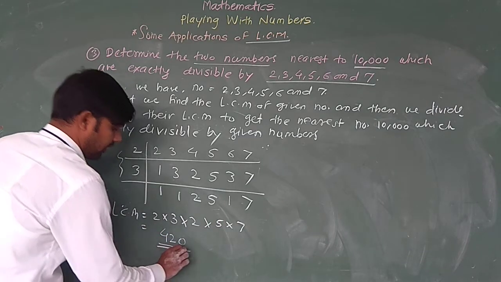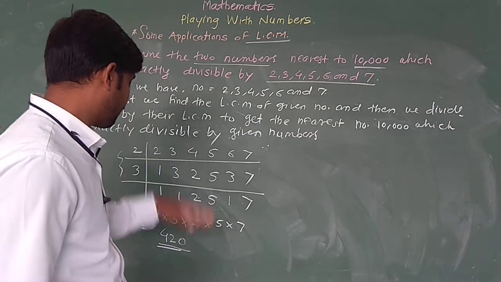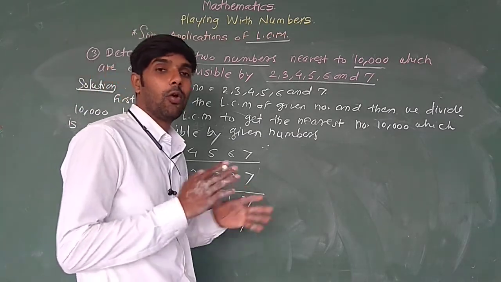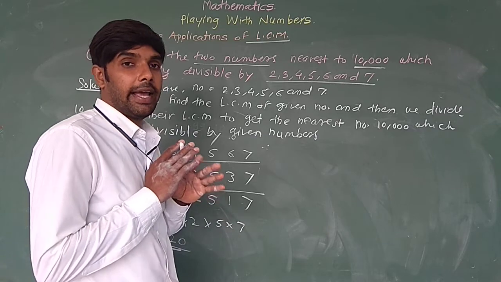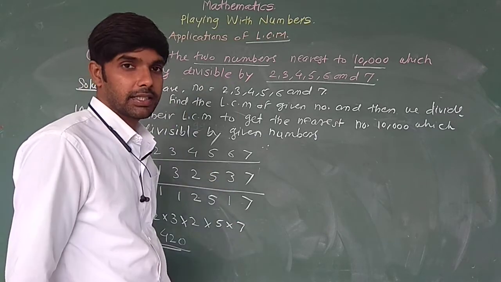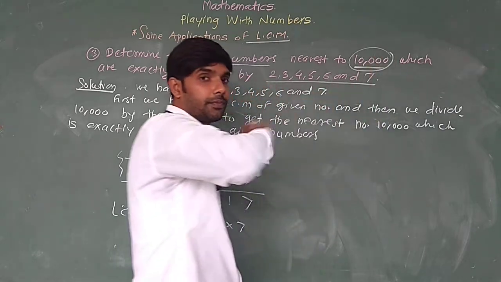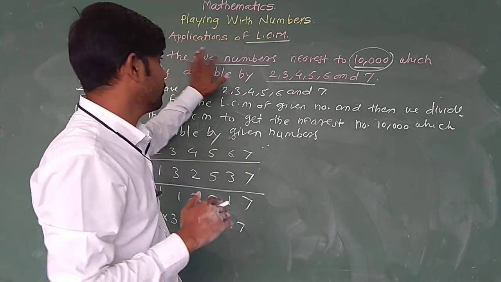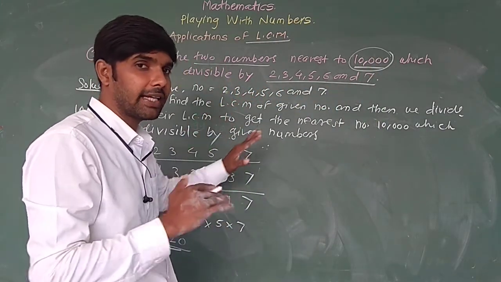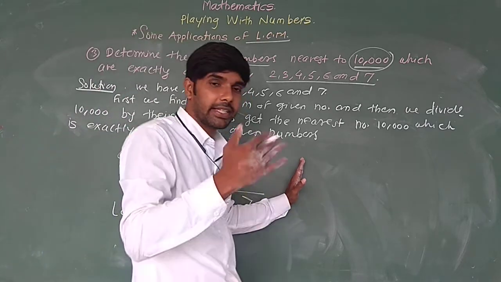Okay. So the LCM of the given numbers is 420. That means it is the lowest number which is exactly divisible by the given numbers. But we want the number which is nearest to 10,000. That's why, now, what is the next step?